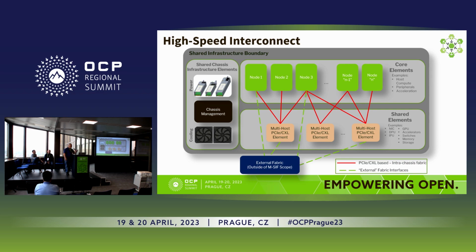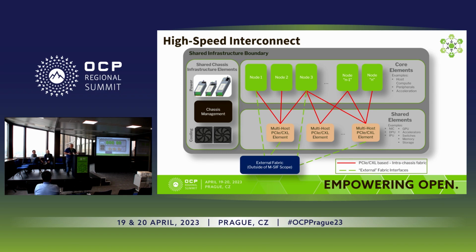Now, what did we leave out? What we left out was essentially the fabric, because everybody's fabric is different. The common point of convergence was PCIe or CXL. That's where we found it, but there's dozens of fabrics out there. So for now, we left the fabric out of this definition because we didn't believe that was something everybody could converge on.